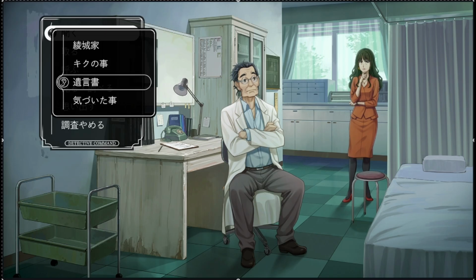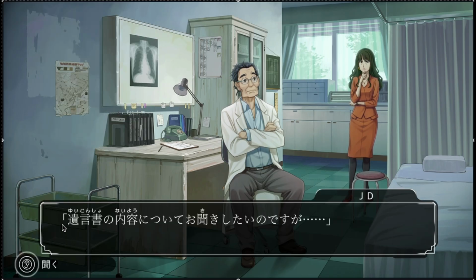Let's talk about the will then. 遺言書の内容についてお聞きしたいのですが。 Okay. We've seen this. The naiyou is the contents. について, about the contents of the will. I would like to ask.